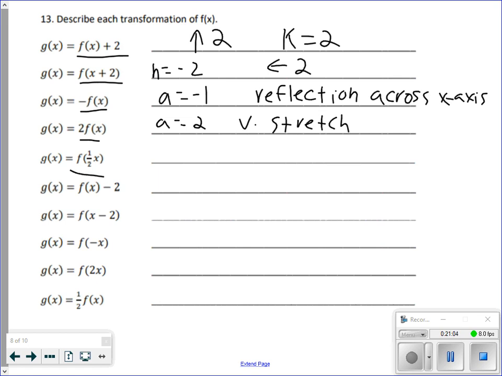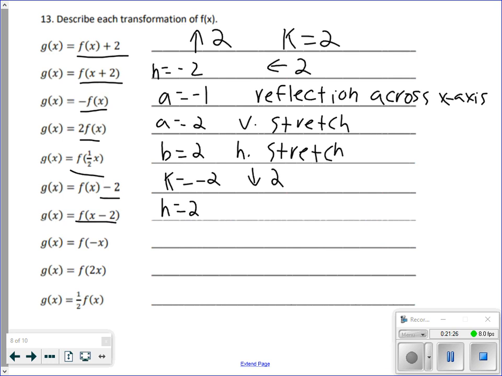F of 1 over 2x, that's your b is 2. Remember, you flip the b value, so we get a horizontal stretch. Here we have k equals negative 2. That's down by 2. F of x minus 2, that's h of 2.